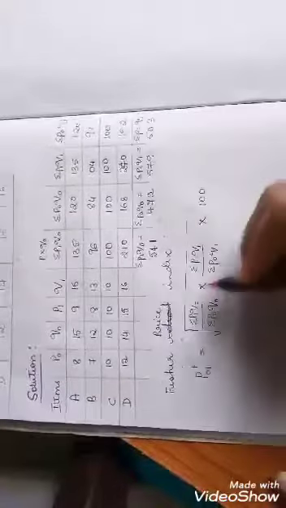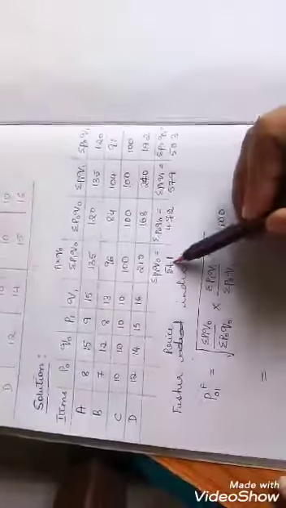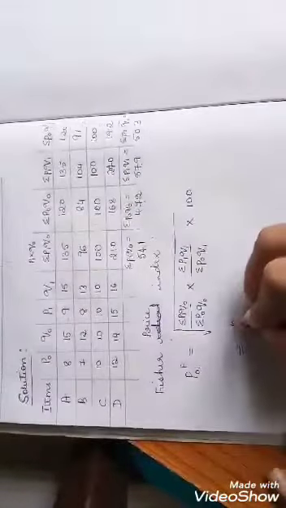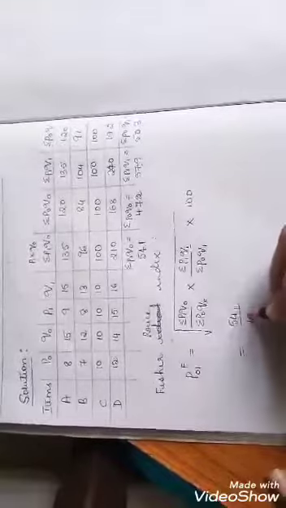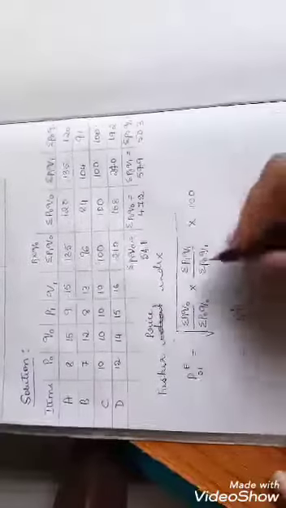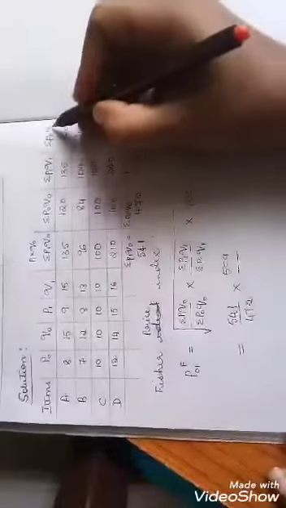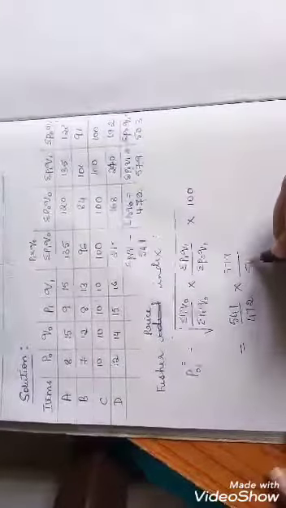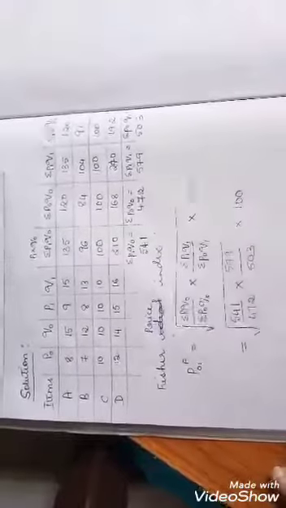So it is equal to the square root of summation P1 Q0, which is 541, divided by summation P0 Q0, which is 472, into summation P1 Q1, which is 579, divided by summation P0 Q1, which is 503, into 100.